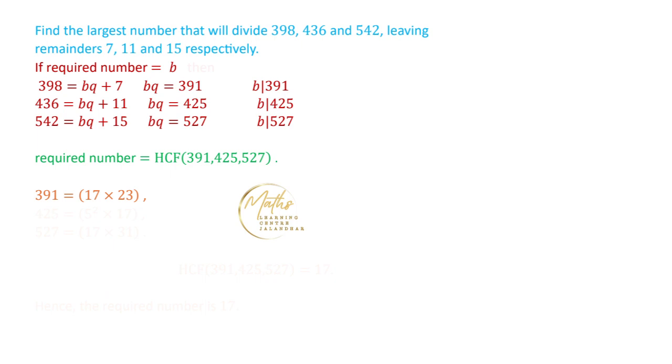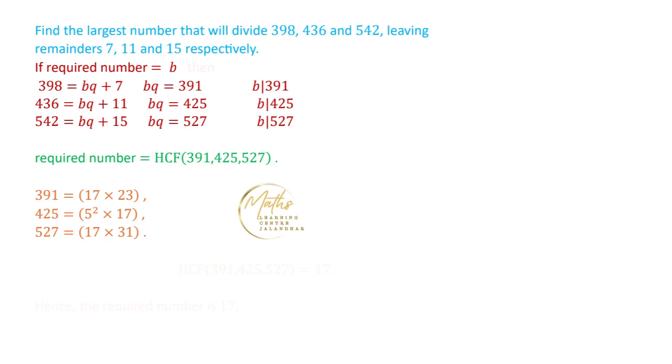For this second number, 425, the prime factorization we can obtain is 5 raised to the power 2 into 17. And for this third number, 527, we can obtain the prime factorization as 17 into 31.